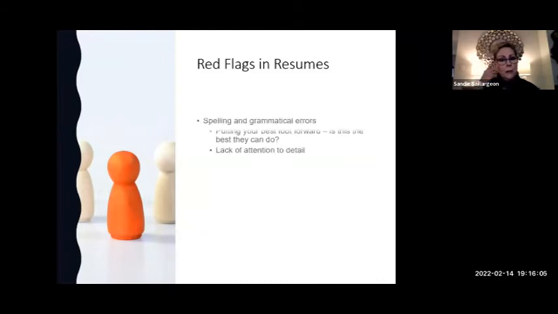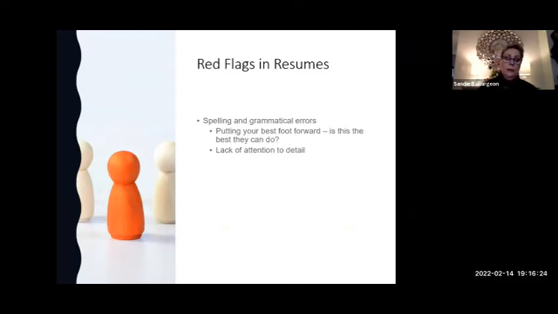Anyway, carrying on, let's think of some red flags in resumes. Spelling and grammatical errors. Some employment people will tell you that you shouldn't really judge somebody on that, but a resume is really someone putting their best foot forward. So it shows to me a lack of attention to detail.